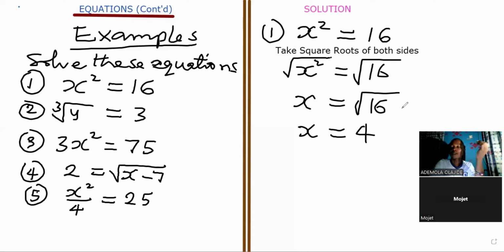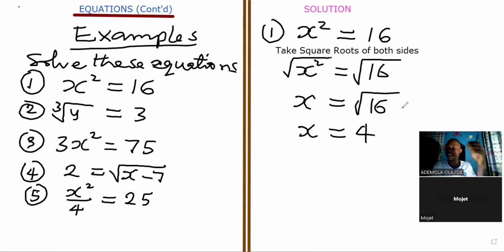Once you try numbers out, 2 times 2 is 4. 3 times 3 is 9. 4 times 4 is 16. What is 5 times 5? 25. What is 6 times 6? 36. 7 times 7 is 49. So 8 times 8 is 64.